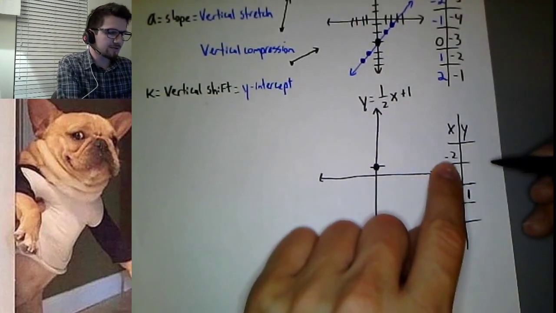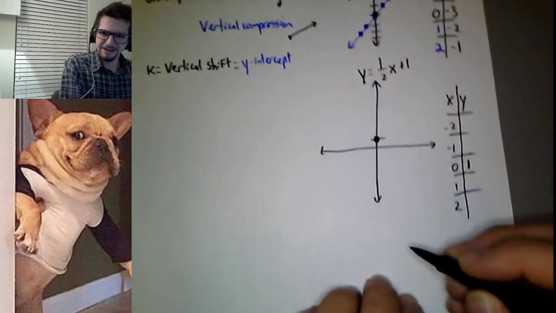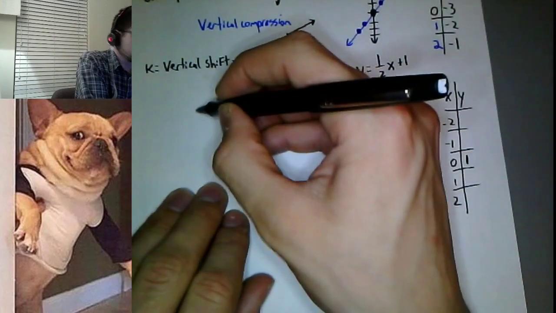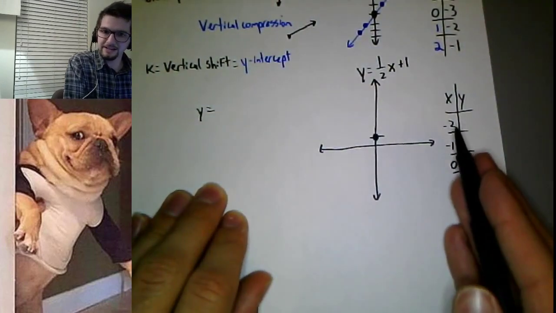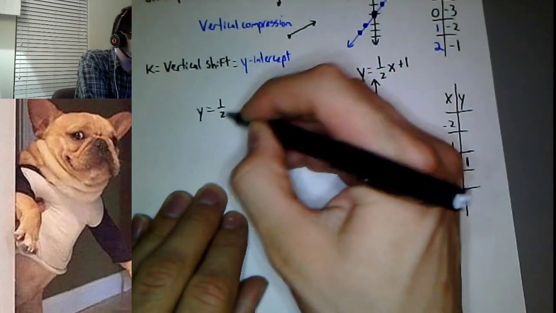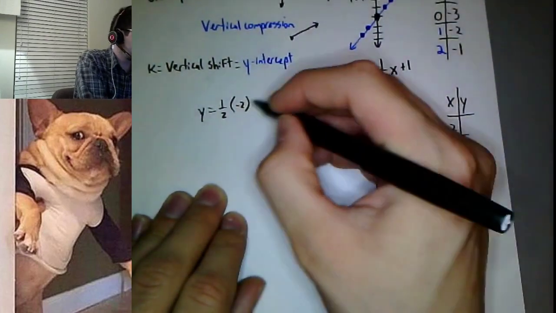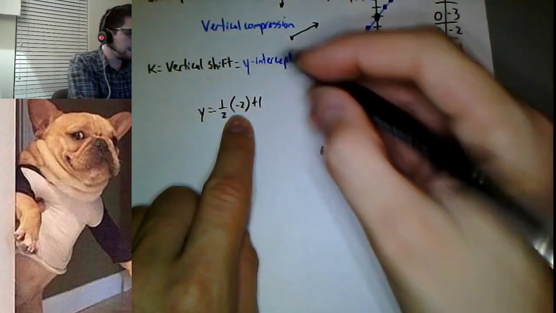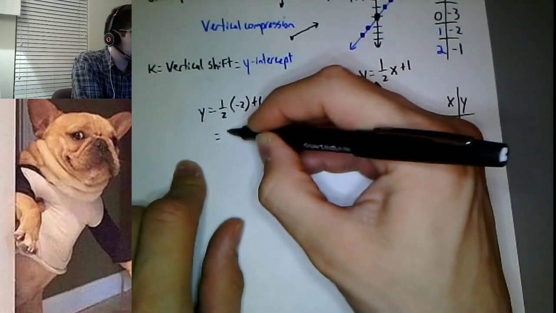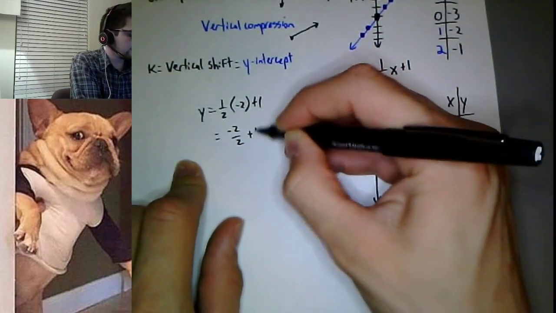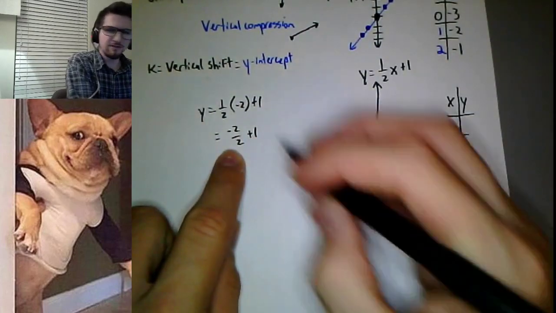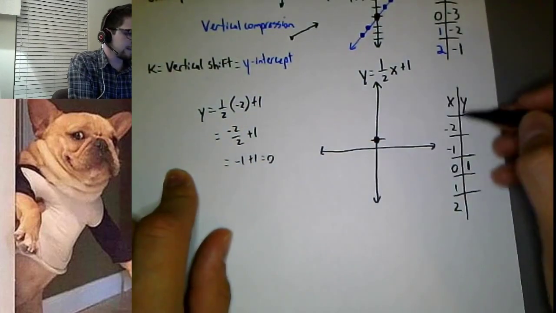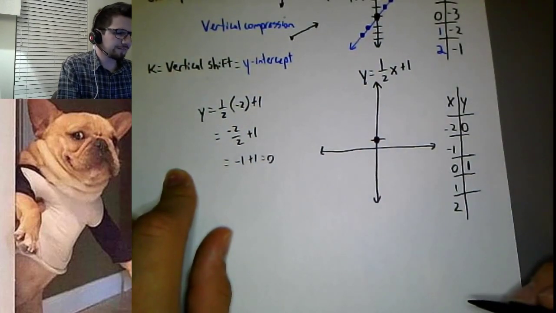Now I plug in my numbers. If I plug in my negative 2, I have y equals 1 half times negative 2 plus 1. 1 half times negative 2 gives me negative 2 over 2 plus 1. Negative 2 over 2 is just negative 1, plus 1 gives me 0. So that's negative 2, 0.